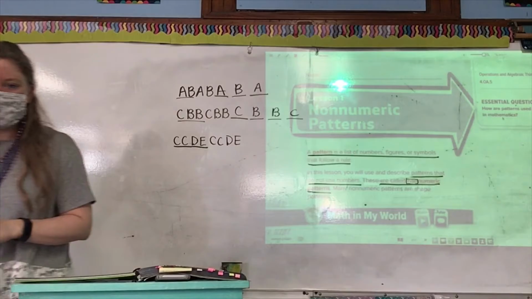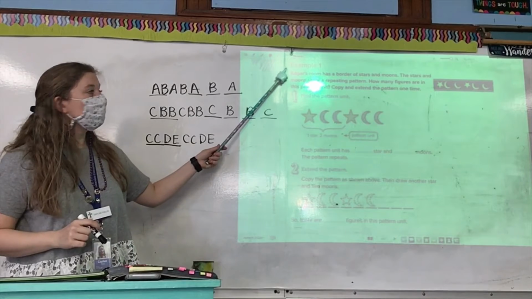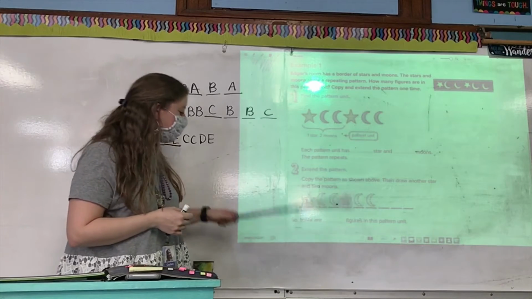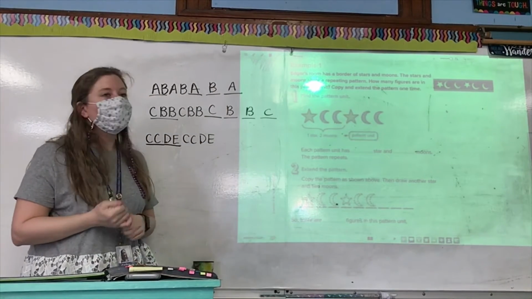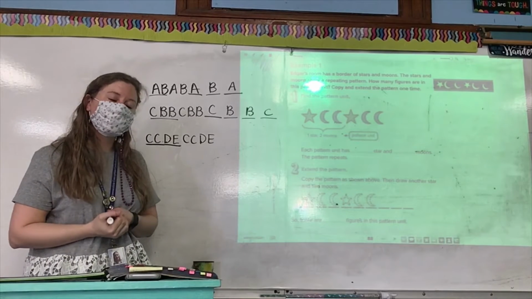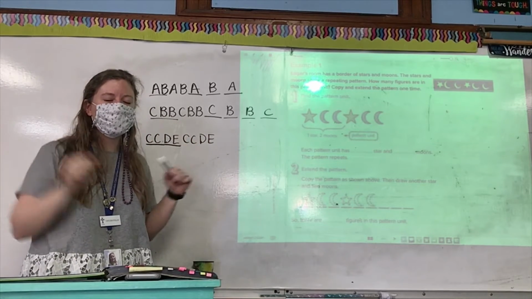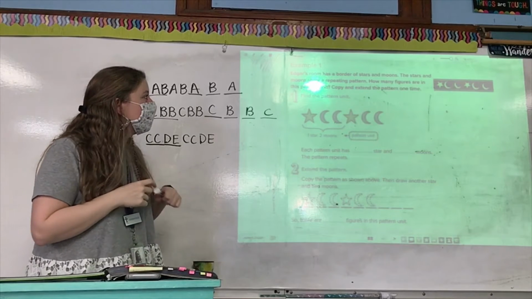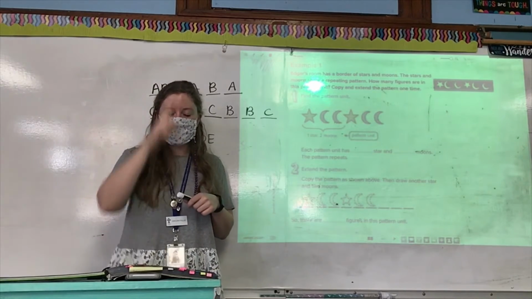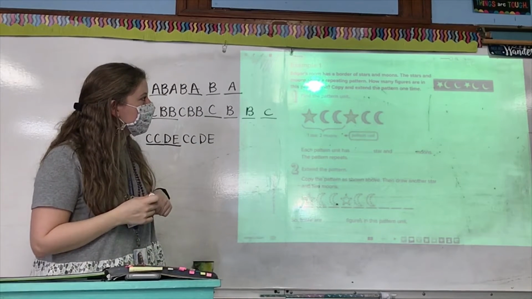Okay, let's look at example 1. Everyone, finger or pencil on example 1. Read in your head while I read out loud. Remember, every period we're going to visualize. Edgar's room has a border of stars and moons. I'm imagining a bedroom with like a little strip of wallpaper around the top that has stars and moons on it. Okay. The stars and moons show a repeating pattern, okay? So that tells me that there's a pattern. Those stars and moons follow a pattern. How many figures are in this pattern unit?